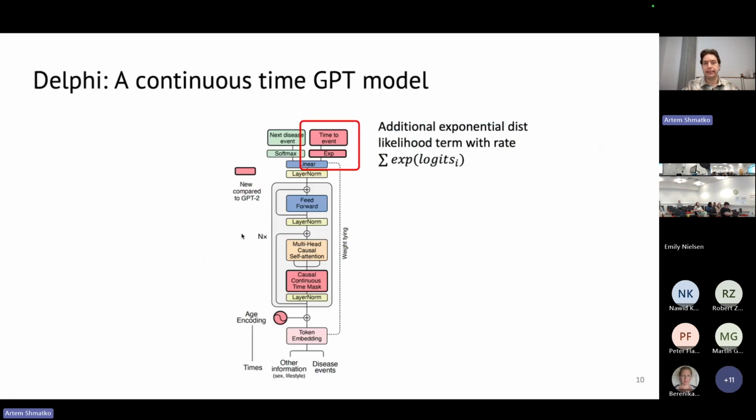And now we finally can discuss what exactly are the modifications we made to the initial architecture. So as I said, normally transformers would just predict the next token. So they answer only this question, what happens next? And to also account for the question of when it happens, we added an additional loss term and an additional head to the architecture that is responsible for time.